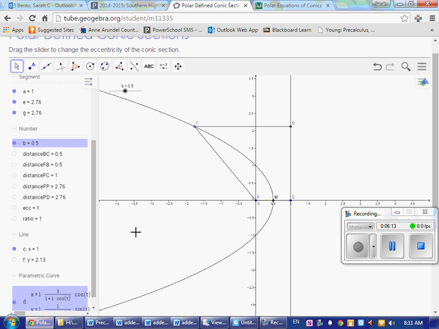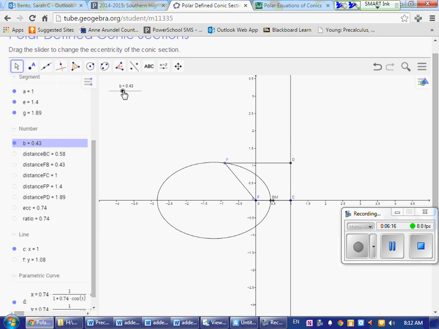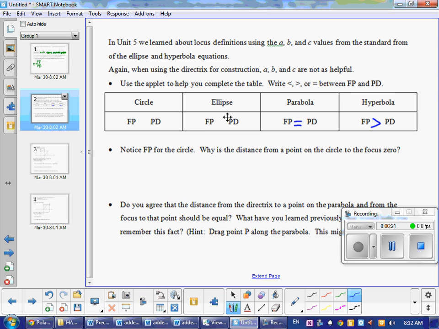And then what about an ellipse? What's the relationship there? Good. PD is greater than FP, or we could also say FP is less than PD. Good. What do you think is going to be true for a circle? So a circle is just a special type of ellipse. So it will also be less than. FP will also be less than PD.